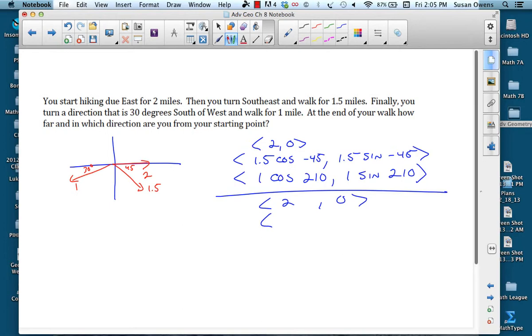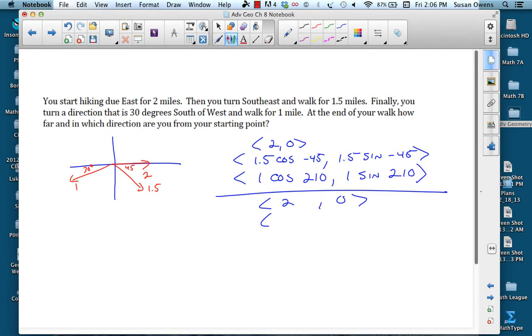Anyone have the second one? I got negative 0.87 and negative 0.87. Actually, they should be the same. Double check. Wait, I made a mistake: 0.87 and negative 0.5 is the third one. Oh, okay. I got 1.06 and negative 1.06.